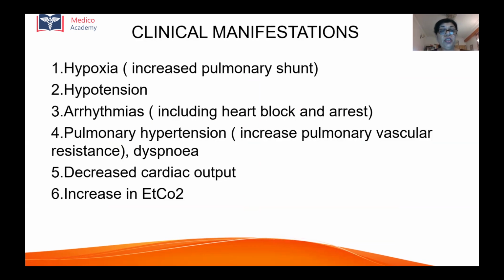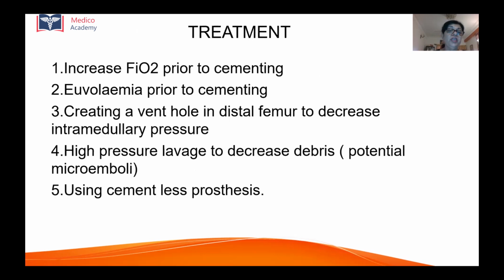It may be hypoxia due to increased pulmonary shunt, hypotension, arrhythmias including heart block and arrest, pulmonary hypertension, increased pulmonary vascular resistance and dyspnea, decreased cardiac output, and an increase in the ETCO2. Treatment is you increase the FiO2 prior to cementing, euvolemia prior to cementing, creating a vent hole in the distal femur to decrease the intramedullary pressure, a high pressure lavage to decrease the debris, and use a cementless prosthesis.